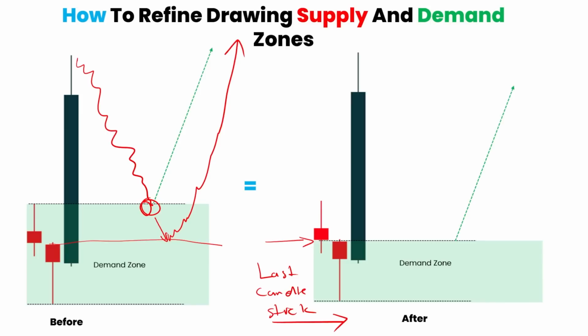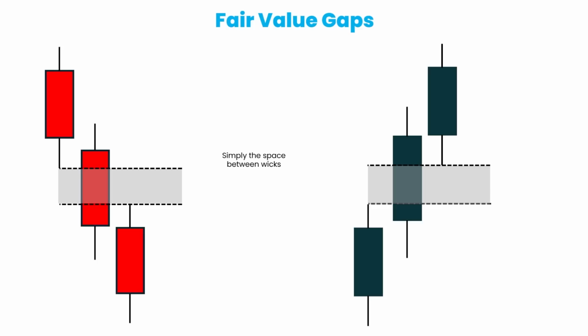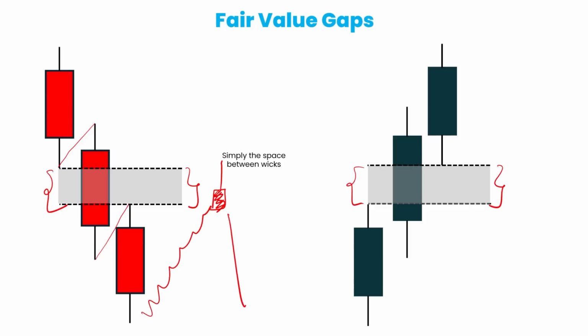So let's move on to the fair value gaps. Fair value gaps in simple terms is just the space between wicks. Don't overcomplicate things. As you can see, we have this low here and then we have this high here, but in between, these wicks don't touch each other. For example, you can see these wicks here, they are overlapping, but in between here we have a space. This is the fair value gap. So price is likely to come and close this gap and then shoot to the downside.